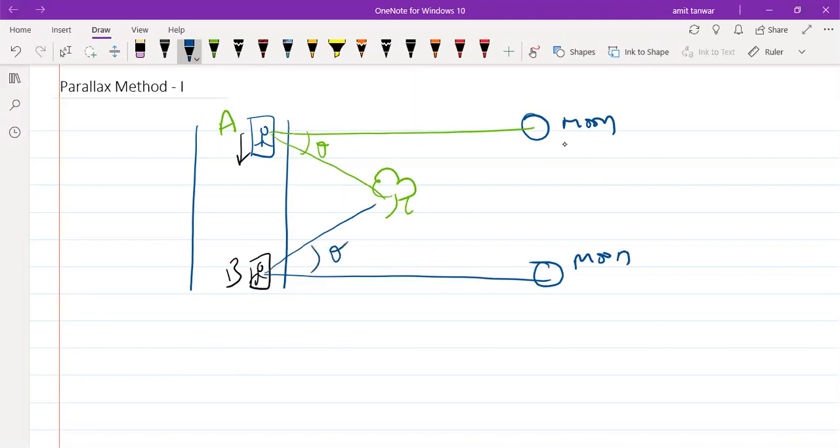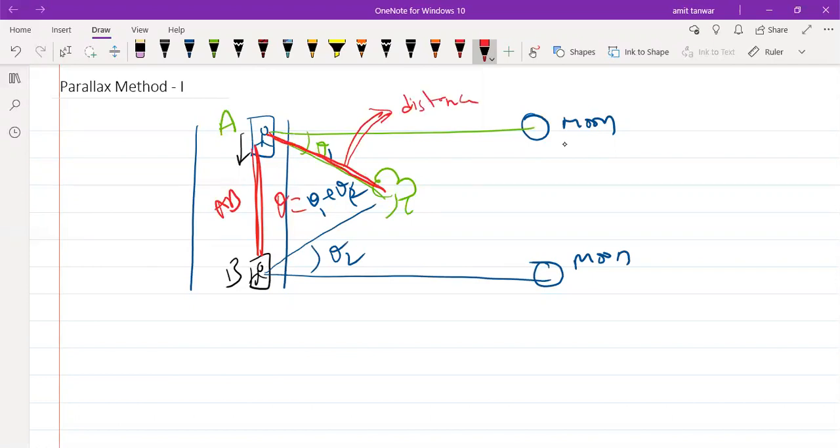So we can easily measure again this theta. Let's say this is theta 1 and theta 2. So this angle would be theta 1 plus theta 2. If I know this distance between AB, and if I know this angle theta 1 plus theta 2, let's say this combination is equal to theta, then I can easily estimate the distance between the observer and the tree. So our target is to find out this distance between the observer and the tree.